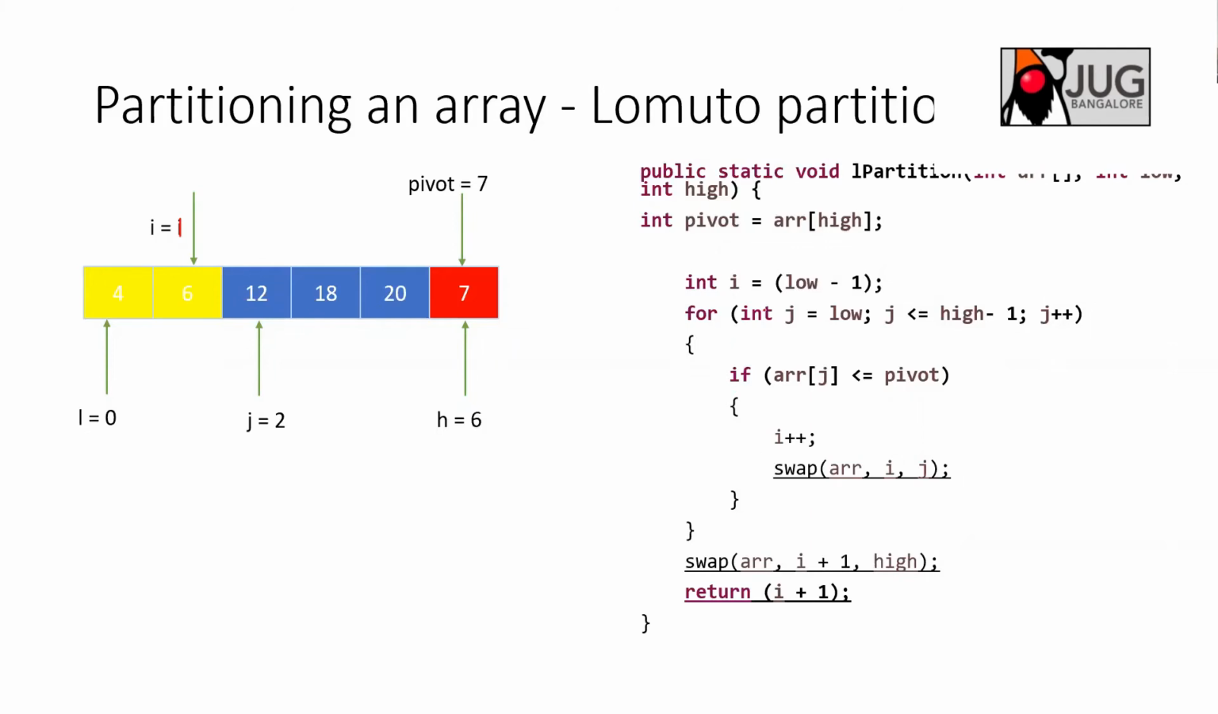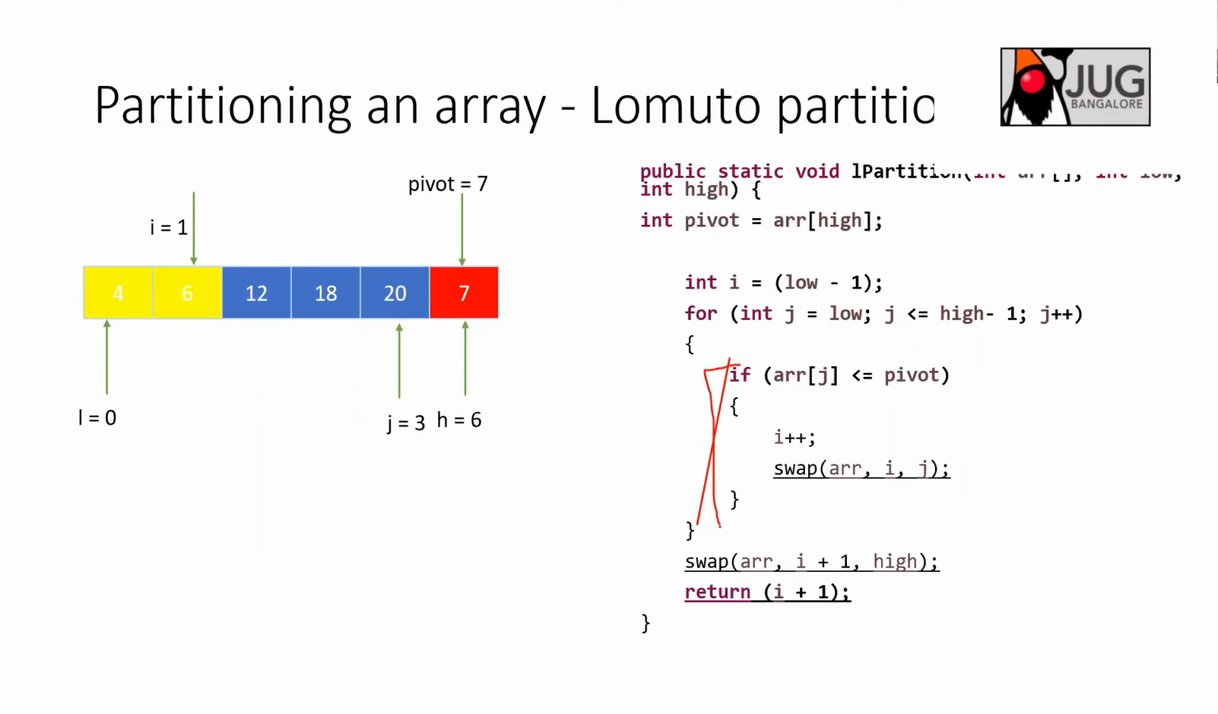So your j becomes 3 now, and i is still pointing at 1. Again, you do the comparison. You compare array of j, which is 18, with the pivot 7. It is not less, so you just increment j. You will not get into the if condition.